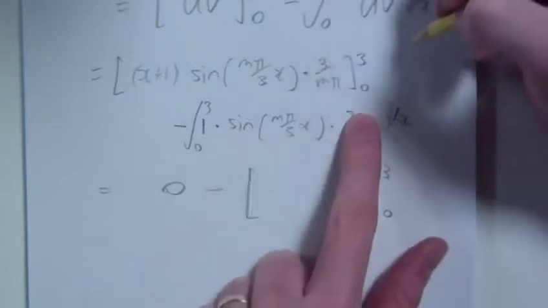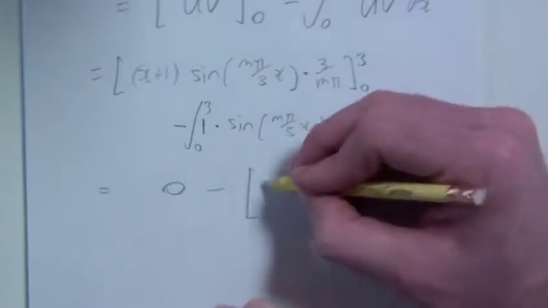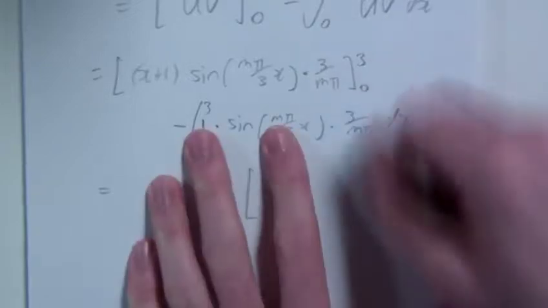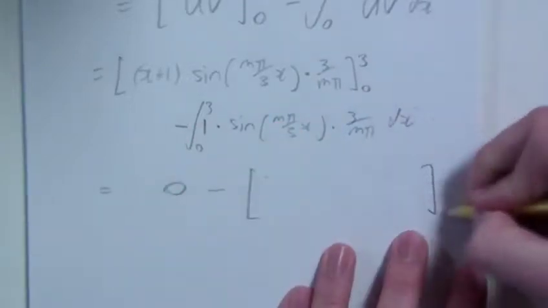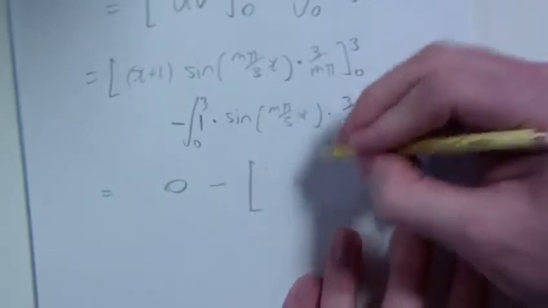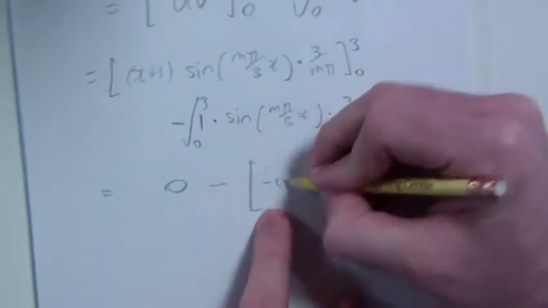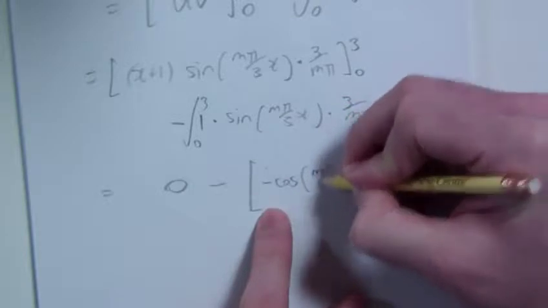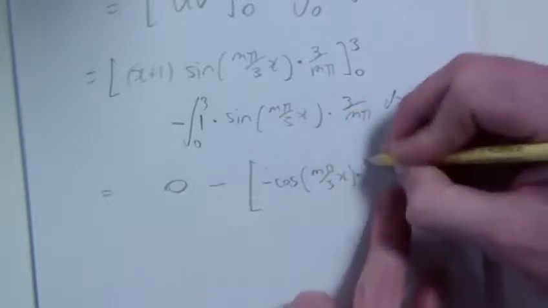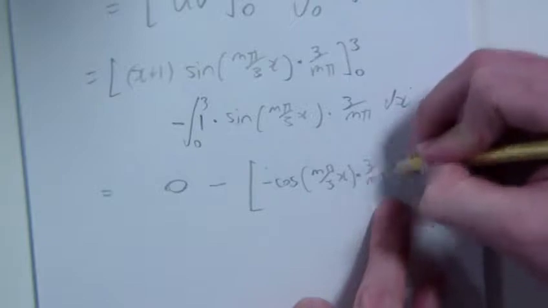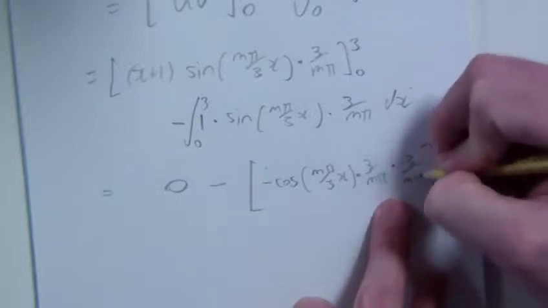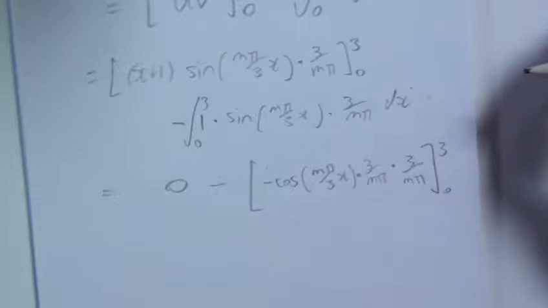And this integral, well, the 3 on m pi is still there. I need more space than that, don't I? The sine will go up to minus cos, and the 3 on m pi will come out because of the chain rule, and then there'll still be a 3 on m pi that was already there. So those two minuses are going to cancel each other.